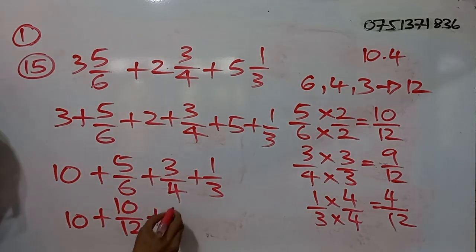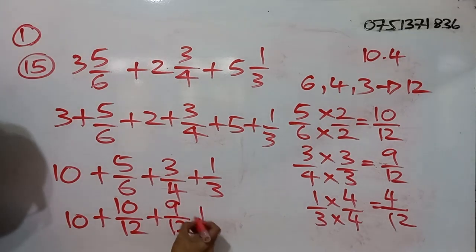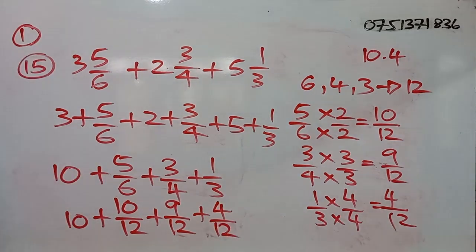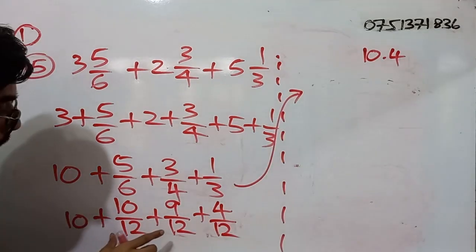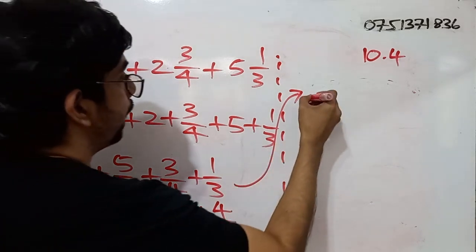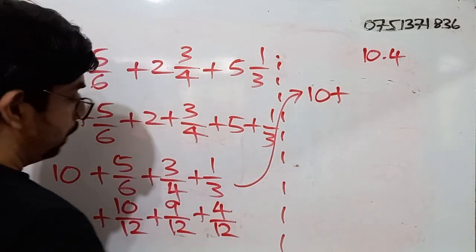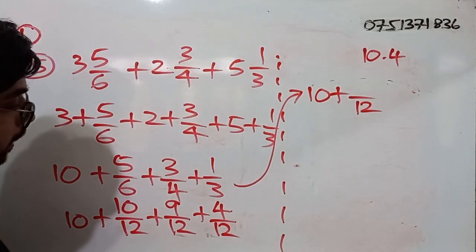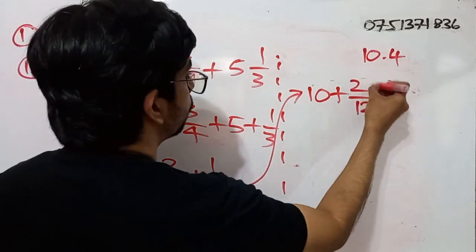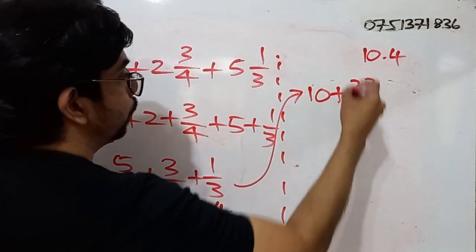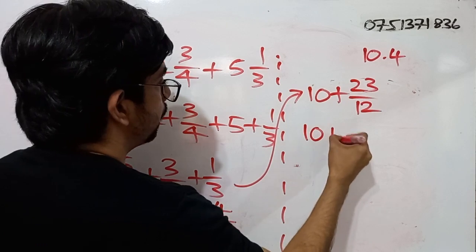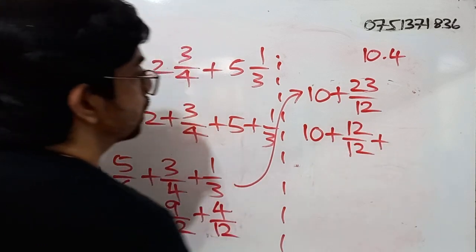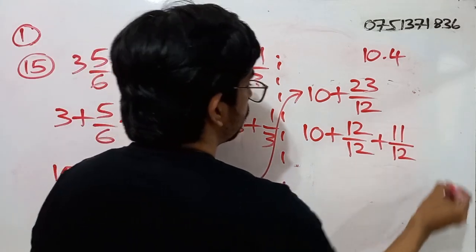Instead of 3 by 4, I can write 9 by 12 plus, instead of 1 by 3, I can write 4 by 12. So now I can simplify on this side. So I can write 10 plus, denominator is 12, numerator is what? 19 plus 4, it will be 23. So this is an improper fraction. So I can write 10 plus 12 by 12 plus 11 by 12, no?